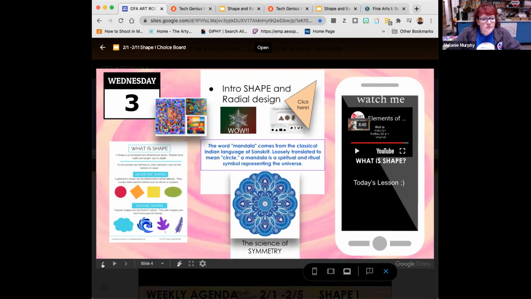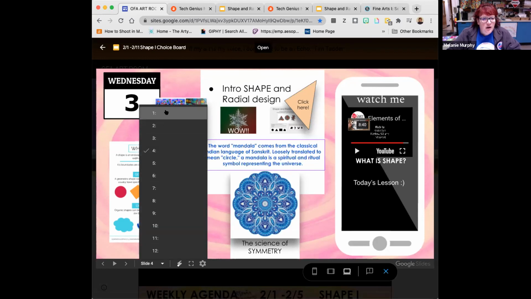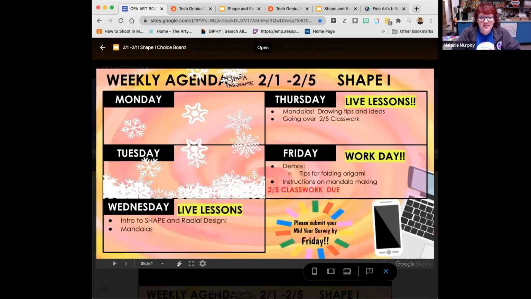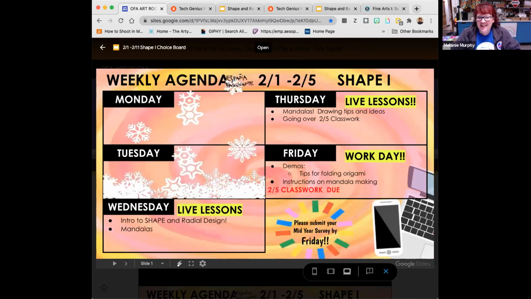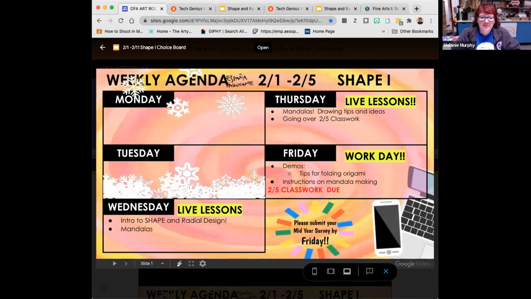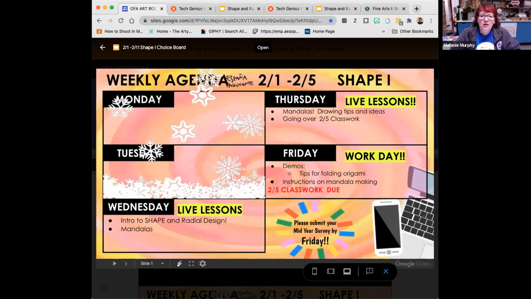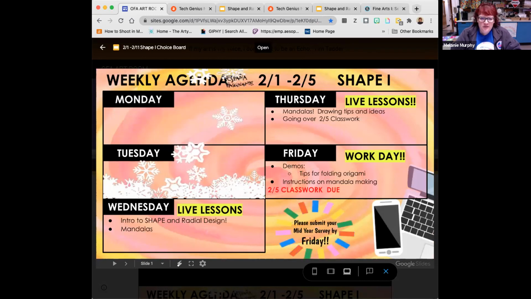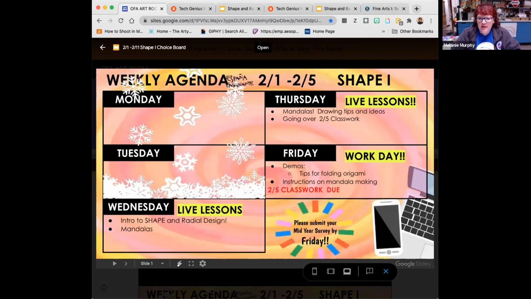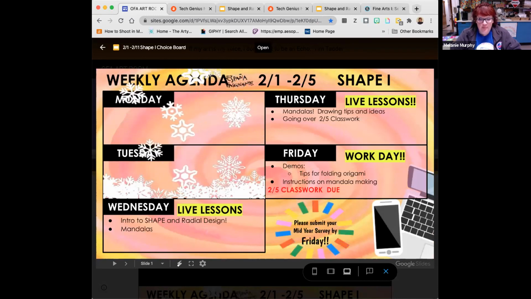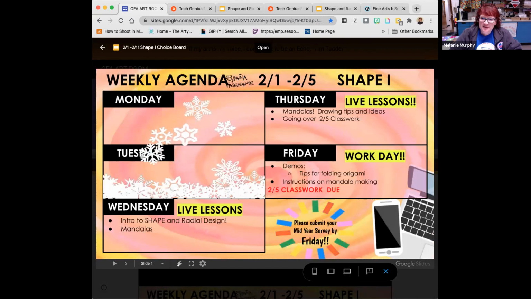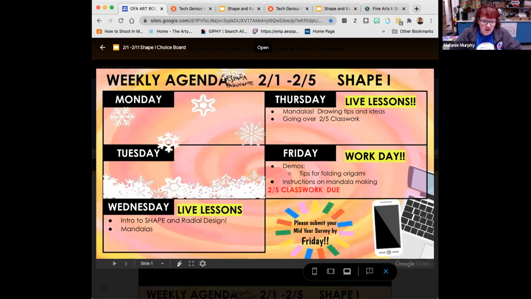So let's go to the calendar here. Our calendar has been through many changes this week since it just kept getting rearranged because of the snow day, but that's no biggie. So tomorrow, I'm going to talk some more about mandalas and go over the classwork for the week, which won't be due until Friday now because everything got changed around so much.